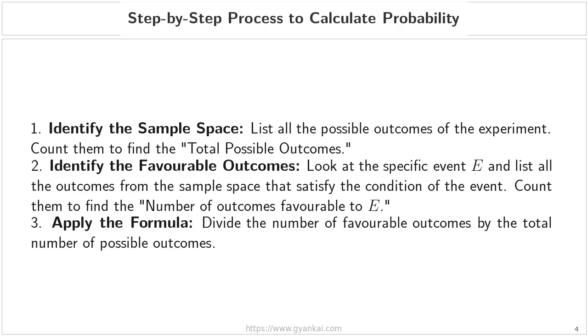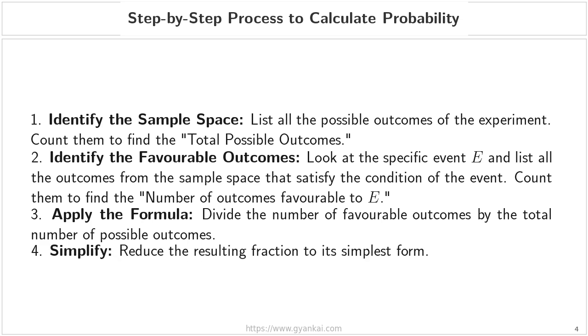Third, apply the formula. This is where you bring everything together. Take the number of favorable outcomes you just found and divide it by the total number of possible outcomes. Finally, simplify. Once you have your fraction, always check if you can reduce it to its simplest form. This makes your final answer much cleaner and easier to interpret.